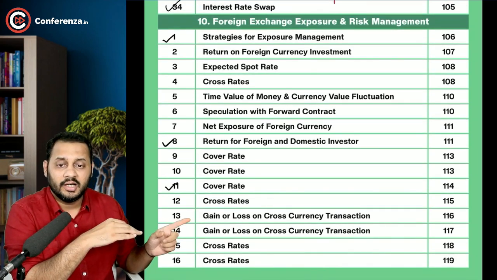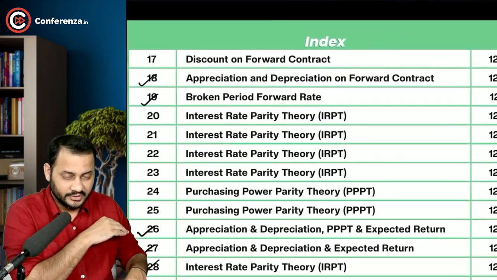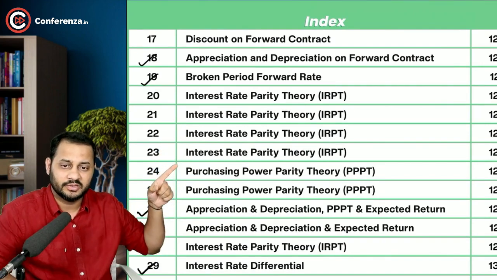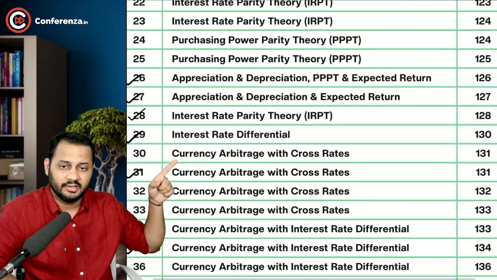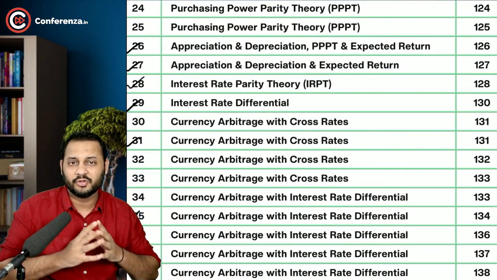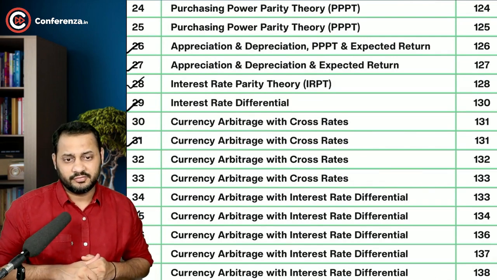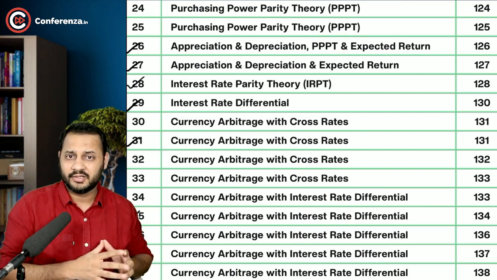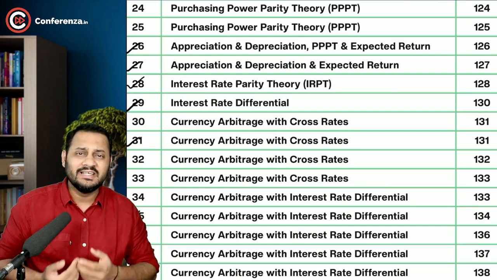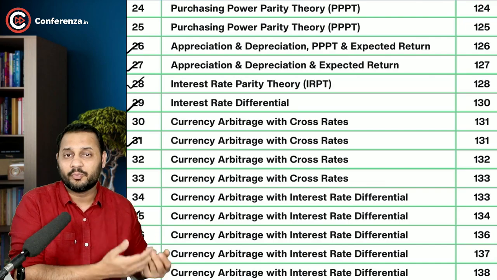If we move on to the next page, it's interest rate parity theory. There are a number of questions repeated for this concept. Then purchasing power parity, then currency arbitrage with cross rate. There are 4 questions. Obviously we are not going to discuss all 4 questions. Hardly a couple of questions will be sufficient. Most of the repeated questions just have different values, so it will be very easy for you to solve them when you have the time and want to practice a lot.